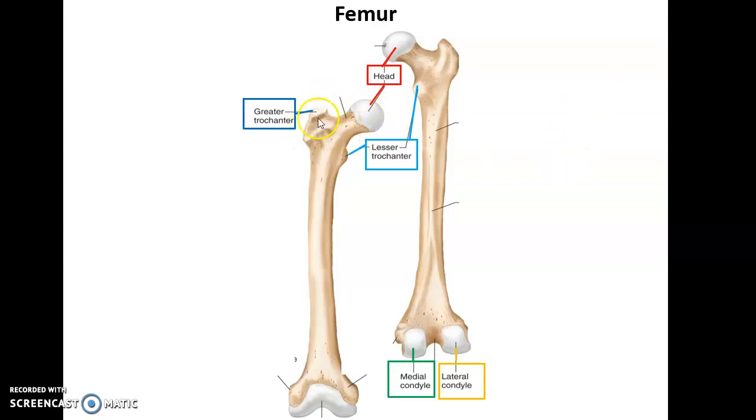We have this very large, rough patch of bone sticking out laterally that is called the greater trochanter. And we have this smaller, rough patch of bone sticking out posteriorly called the lesser trochanter. And then if we go down to the distal end, we have these two smooth rounded knobs, the medial condyle and the lateral condyle. And since the head always fits in medially, we know the medial condyle is on the same side as the head of the femur.